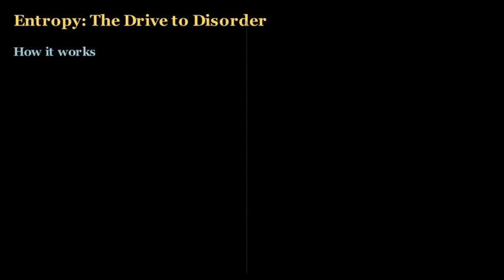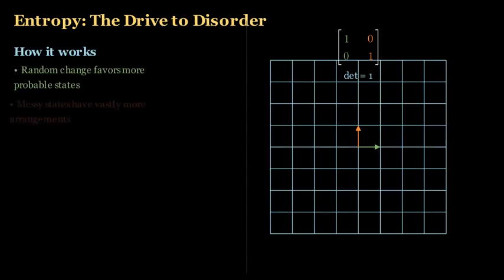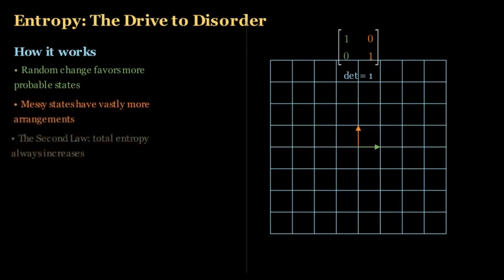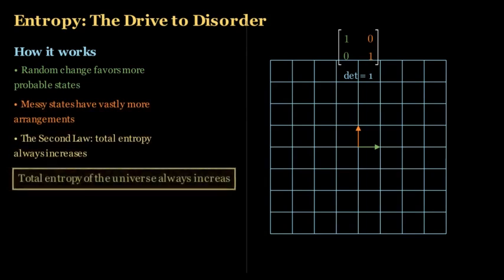Here's the statistical heart of it. If things move and change randomly, like molecules constantly jiggling and bumping, they are overwhelmingly more likely to end up in a messy, high entropy state, simply because there are so many more messy arrangements than tidy ones. It's like shaking a box with a single red marble in one corner. After a shake, the marble could be anywhere. The one in that corner is just one possibility out of millions.